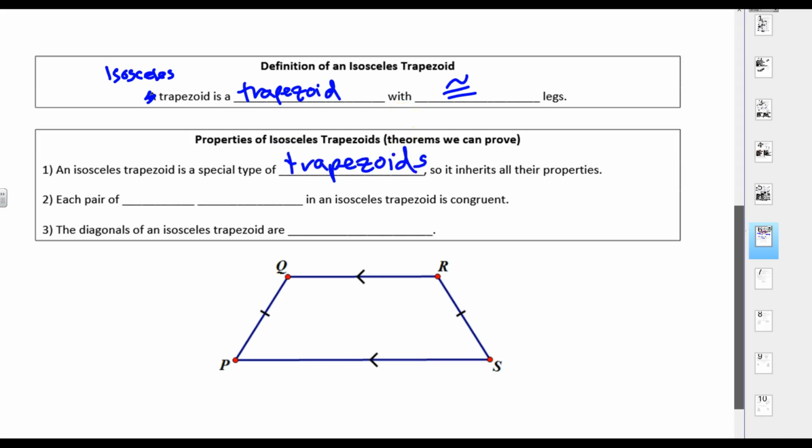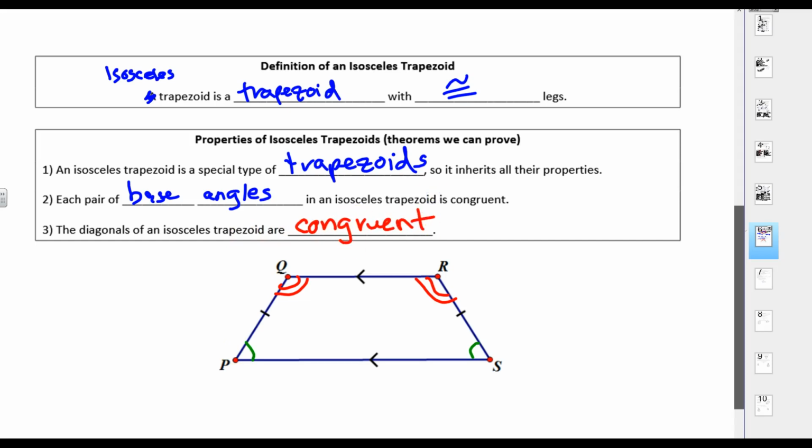Each pair of base angles are now also congruent. So angle P and angle S will be congruent, and angle Q and angle R will be congruent. Now again, P and Q are still supplementary, and R and S are still supplementary, but now you have some congruency relationships too. The diagonals of an isosceles trapezoid are also congruent.